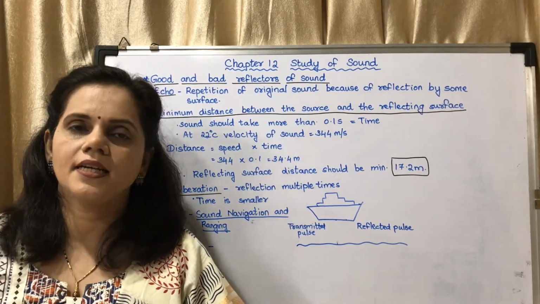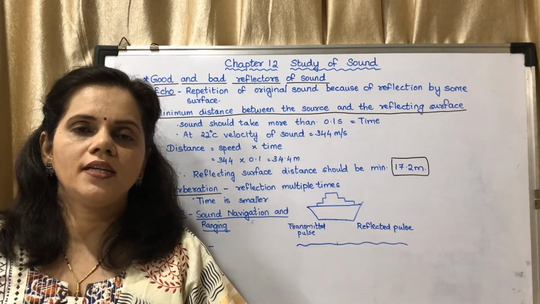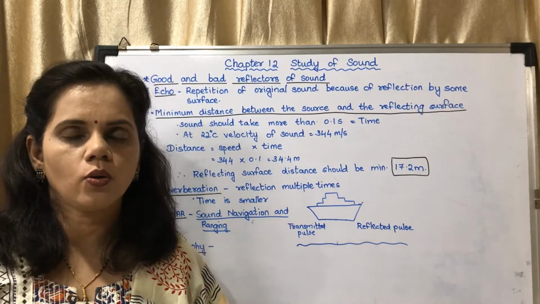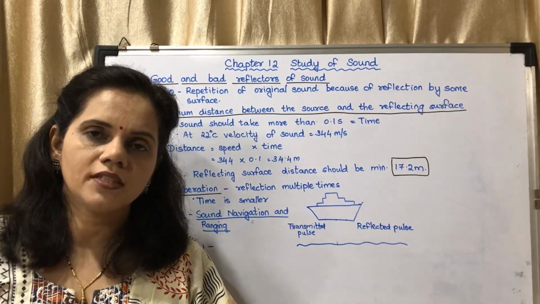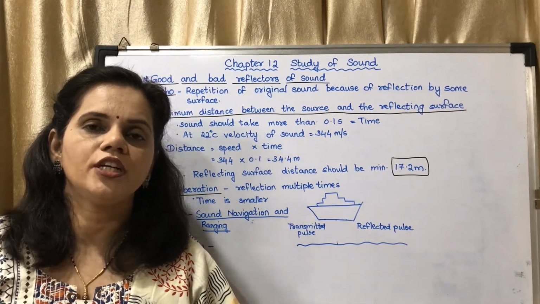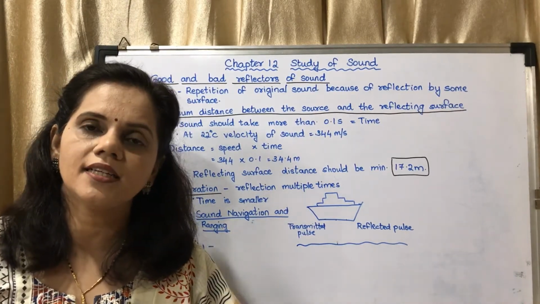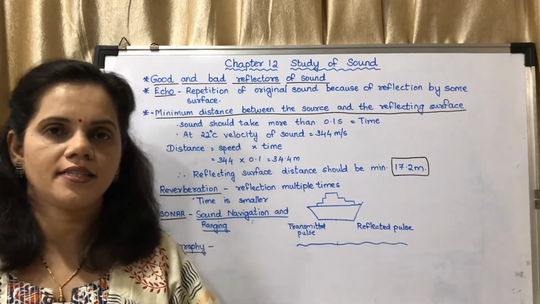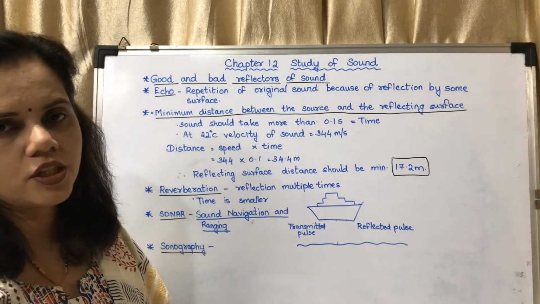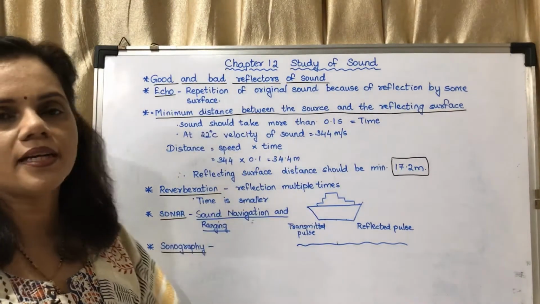Now the next is, you have two examples of reflection of sound. One is echo and the other is reverberation. You might have heard about echo. Echo is a reflection of sound from a particular surface which is away from us. You might have tried to make an echo when you go to hill stations, there is an echo point at every hill station. So what is echo? You may underline the definition of echo. It is the repetition of the original sound because of reflection by some surface.